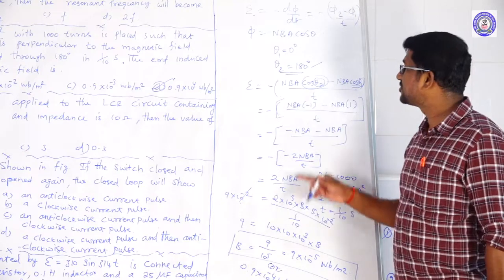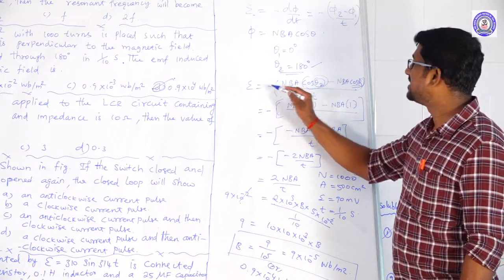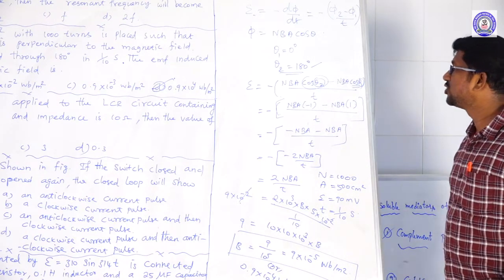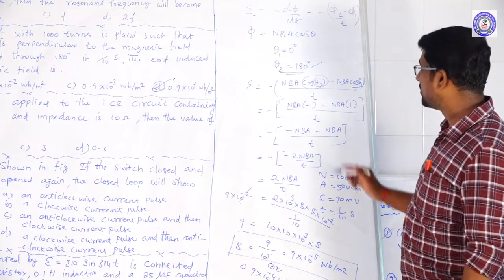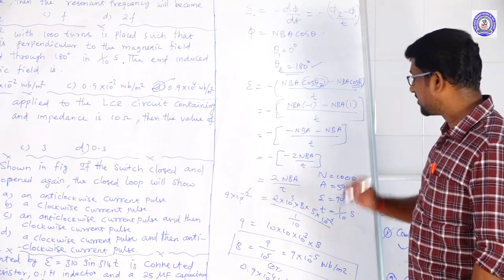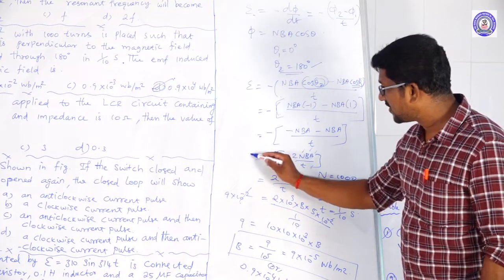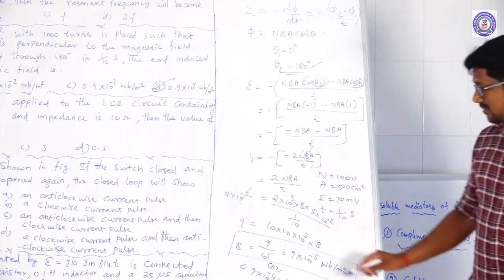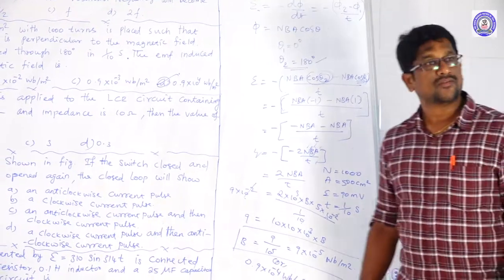So the EMF induced in terms of changing position of the coil is given by E is equal to minus NBA cos theta 2 minus NBA cos theta 1. Substituting the theta 2 value and theta 1 value, we get minus 2 NBA divided by T. N value, A value, T value and EMF value are given. From that we can calculate the magnetic field value. The magnetic field value obtained is 0.9 into 10 power minus 4 Weber per meter square.